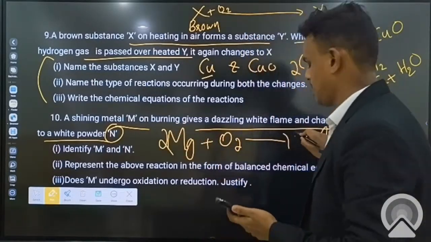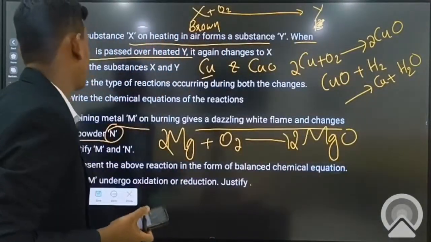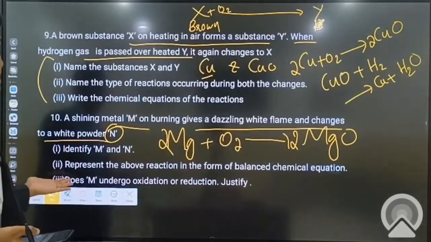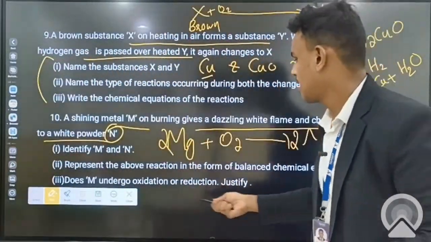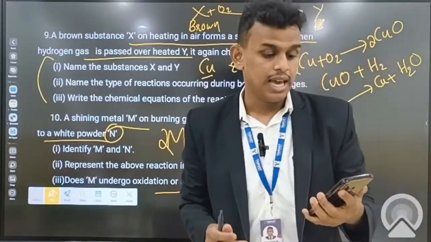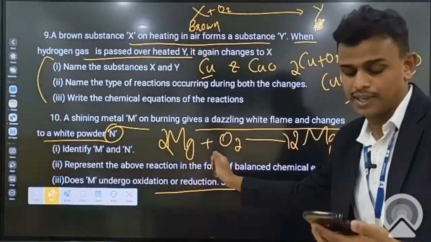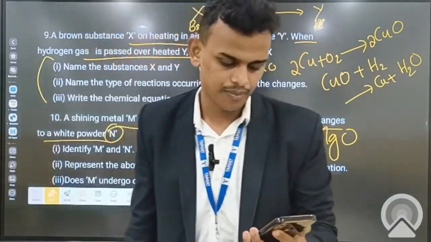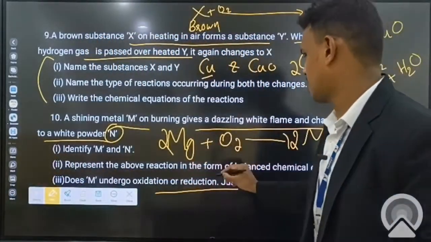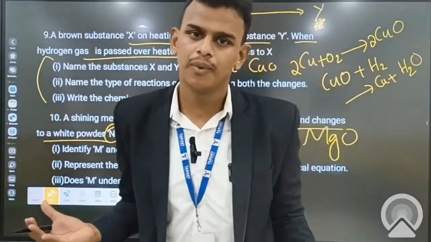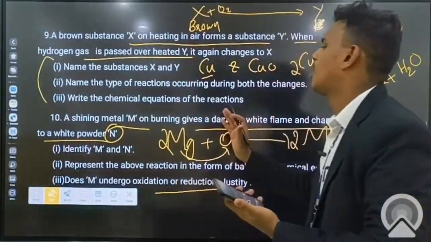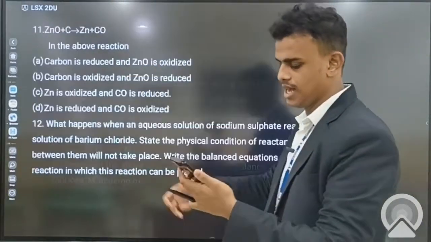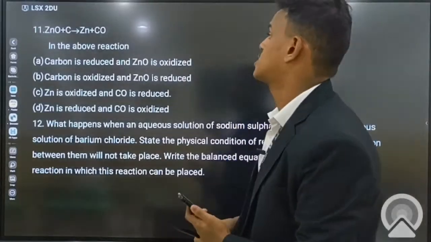Correct? Yes, correct. Okay. Represent the above reaction in the form of a balanced chemical equation, already balanced, we have written. Does M undergo oxidation or reduction? You can refer to this chemical equation and say whether it is oxidation or reduction. Perfect. Oxidation, because addition of oxygen is happening there, right? Addition of oxygen. So this is oxidation. Clear? Okay. Yeah, correct, oxidation.